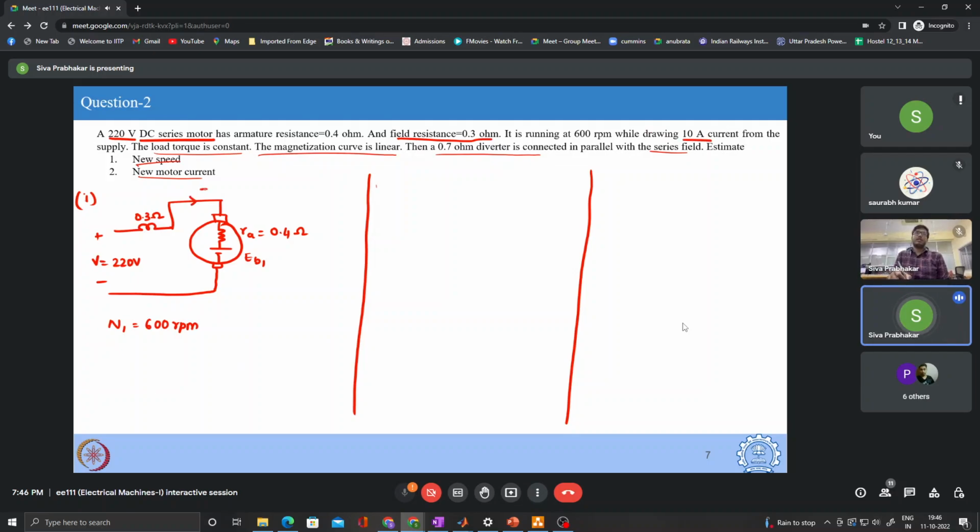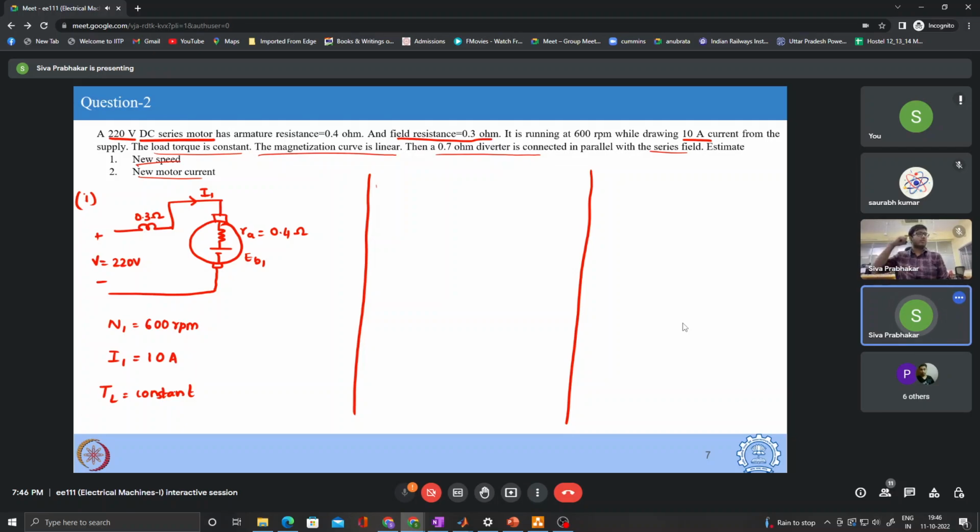And it is drawing a 10 ampere current. So this is the current. There is no other path for the current. So the initial current I1, which is flowing through both the series winding as well as the armature terminal, is given to you as 10 ampere. And the load torque is constant. So TL equals constant. You can see here that the load torque is a constant.